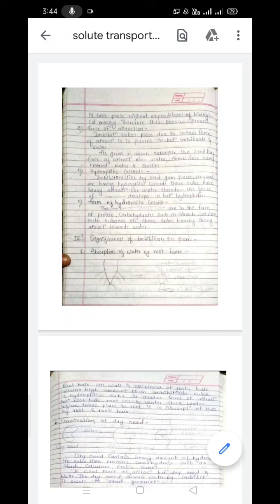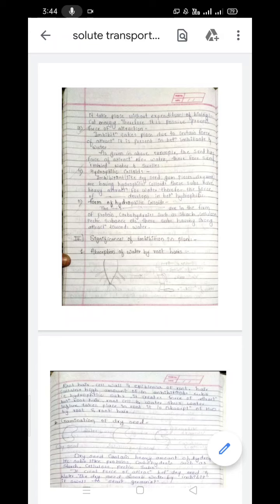So on the root hairs, cell wall and epiblema of roots hairs contain a high amount of imbibants substances, that is hydrophilic substances. It creates force of attraction between root hairs, root cells and water. Thus water influx takes place in roots and it is absorption of water by the root and root hairs.